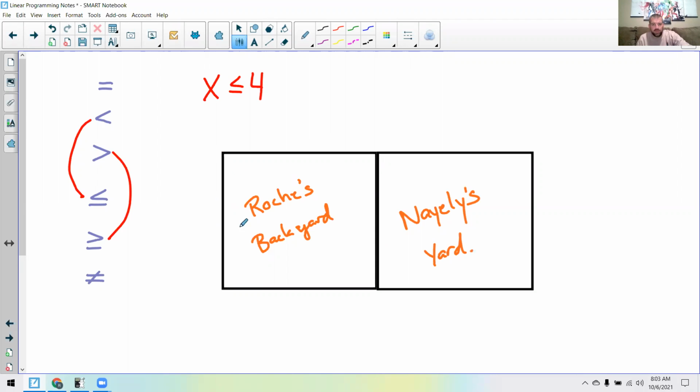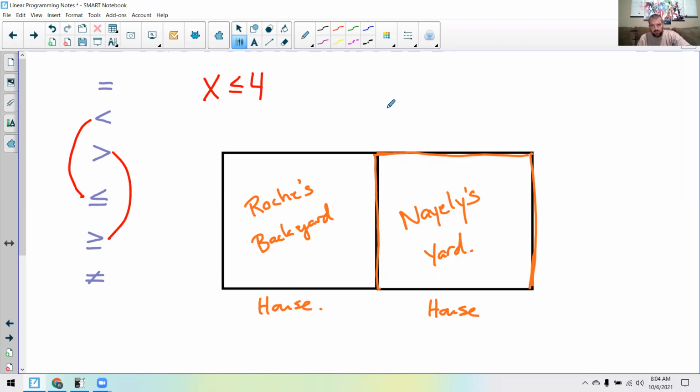So I just moved in, okay? And I noticed that Nayeli has fenced in her entire yard. So she has a fence going all the way around her yard. Here's her house. Here's my house. So if I'm talking about Nayeli's yard, Nayeli owns everything between these two fences, and she also owns the fence herself. So the boundary of her yard is part of her property.